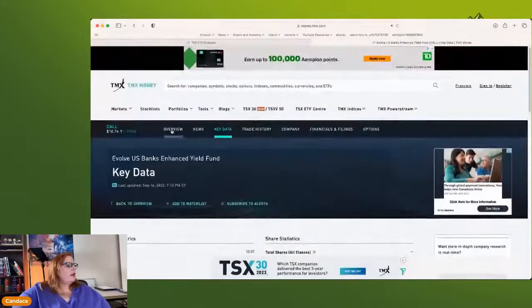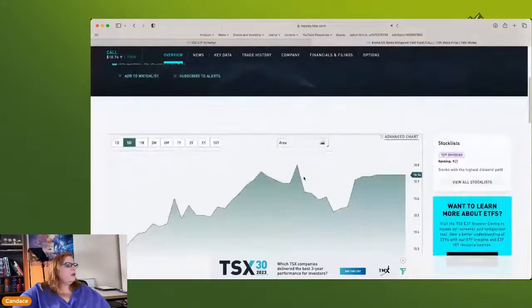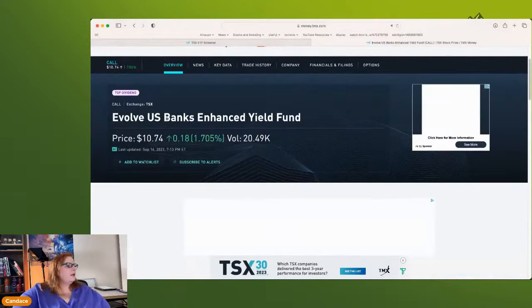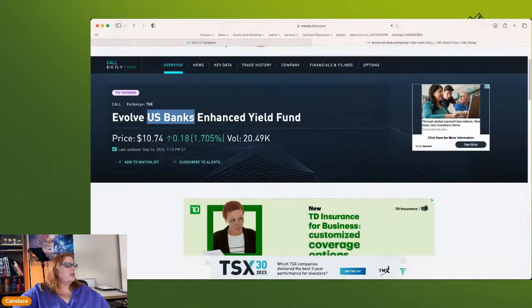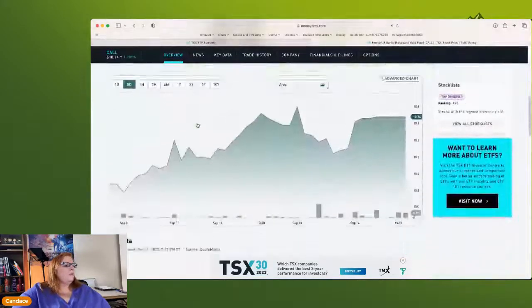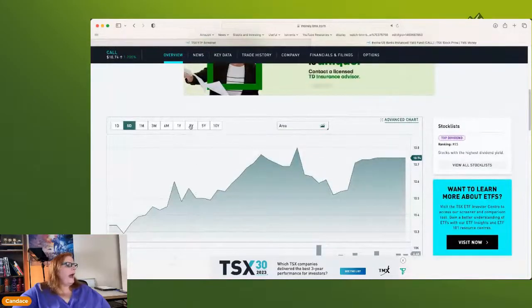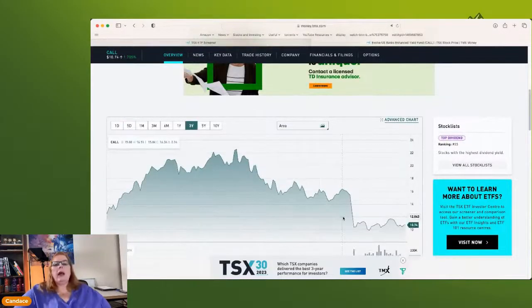Now, here's another thing too, is you can look at all of this. And right here answers a lot of questions: US banks. So that's one of the issues I have with this as well. I think the banking sector is still in for a bit of a rough ride, but it will come back.